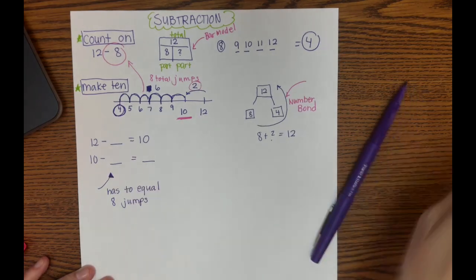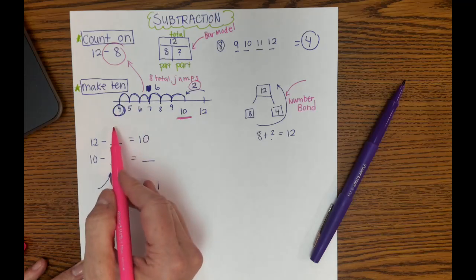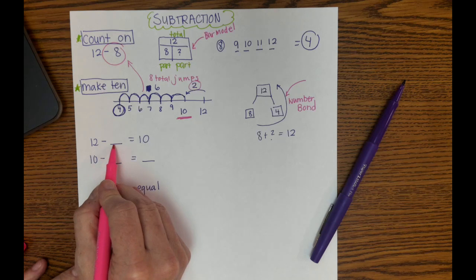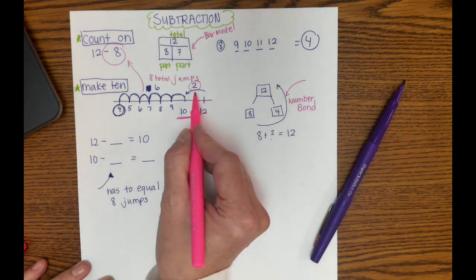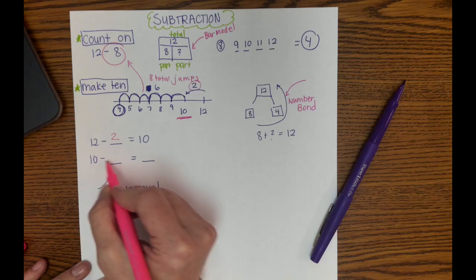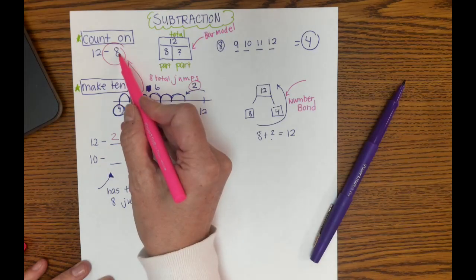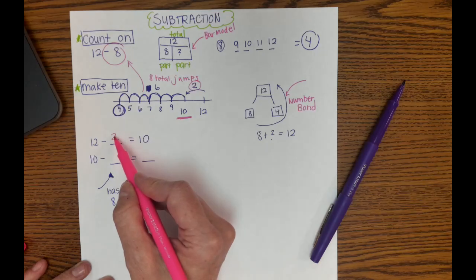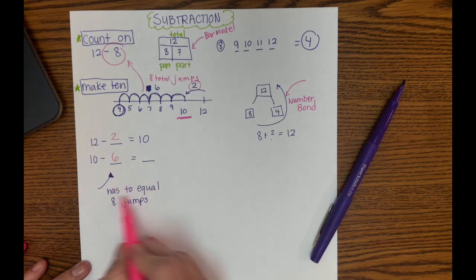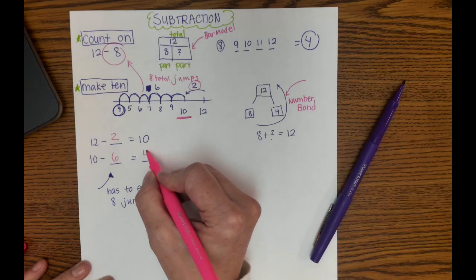Also, this way right here, it's just like, tell me the steps you went through on this number line. And we start at 12. How many do we have to subtract to get to 10? We did 2. Okay, so now I'm at 10. How many do I need to subtract to get to my answer? Well, I know I need 8 jumps, and I've already done 2. I know I need 6, so 6 plus 2 is 8. Has to equal 8 jumps. So 10 minus 6 is 4.